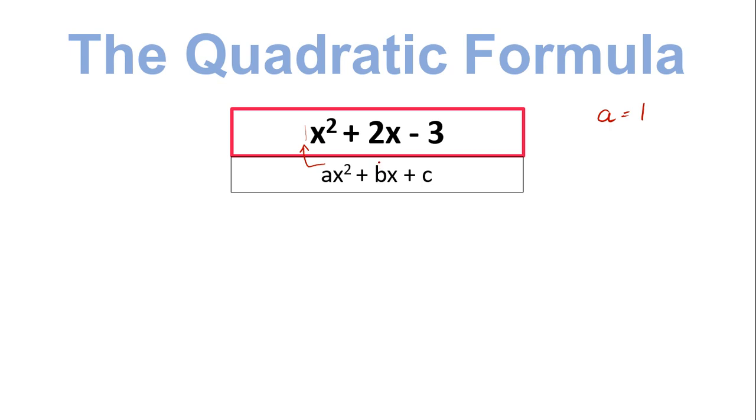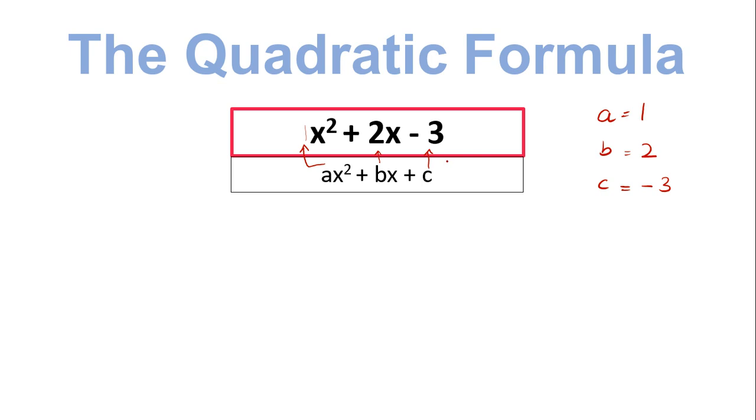Now my b is this one, bx, so b is 2. I won't say my b is equal to 2x because x is already there in the general format. The a, b, c are all supposed to be numbers, not variables. So b is equal to 2, as you can see, 2x, bx, the same. And my c is equal to negative 3. Make sure you don't forget the negative sign. So c here, standing alone, the number that does not have a variable, that is my c, and that is negative 3 in this particular case.